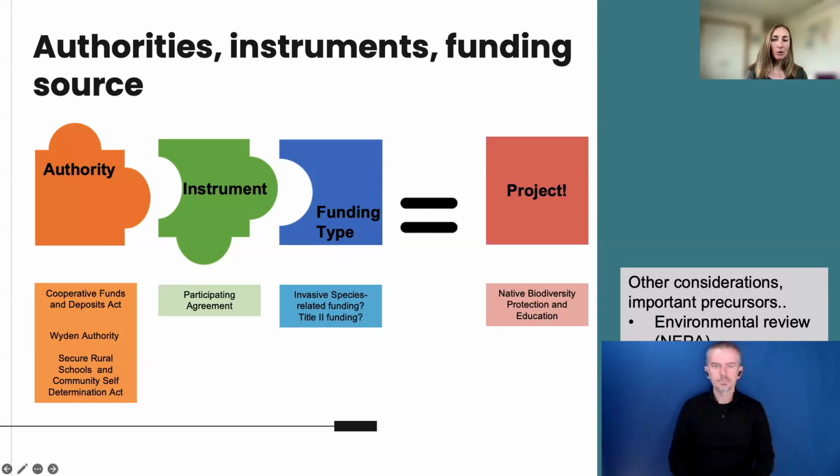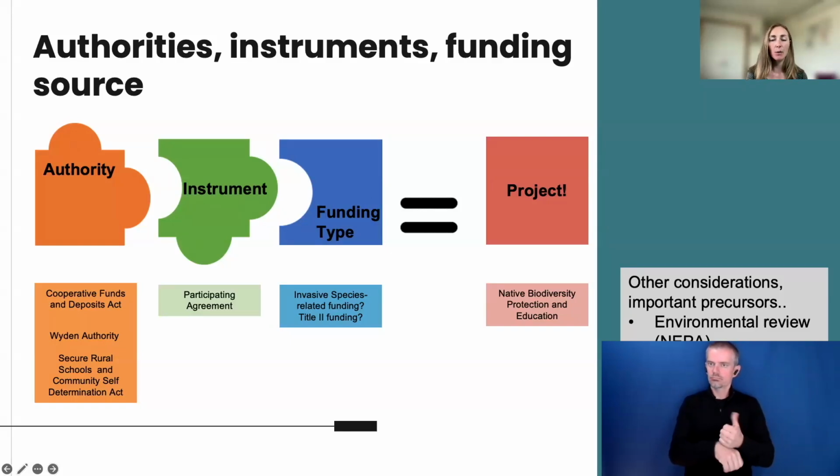And so just going back to one of the Watershed Center examples that Michelle mentioned, one agreement around native biodiversity protection cites three different authorities to really encapsulate the full scope of work that project envisions. It uses a participating agreement. And then in terms of funding, I wasn't able to discern exactly what funding streams were being used to support that, but an example could include invasive species related appropriated dollars or things like Title II funding that comes through Secure Rural Schools, if folks are familiar with that. So that's just a little bit of an overview of what elements need to be pieced together and aligned to support a project.